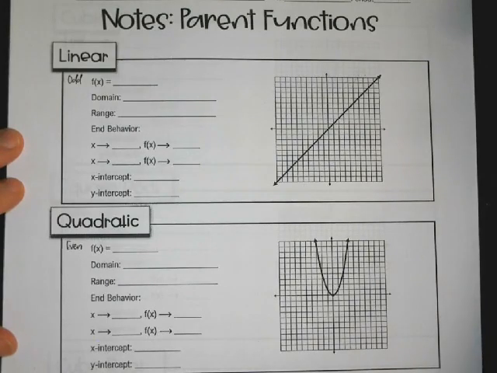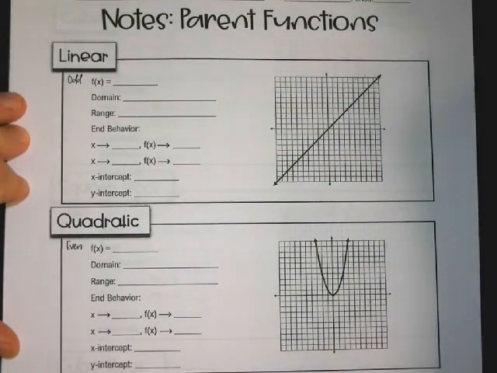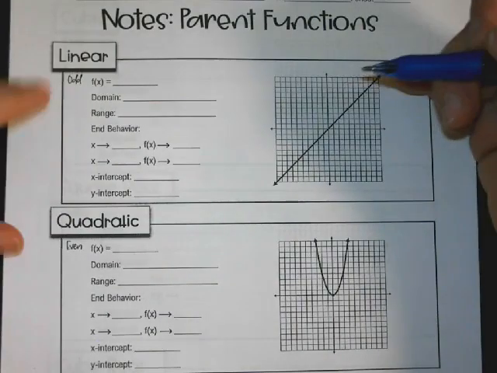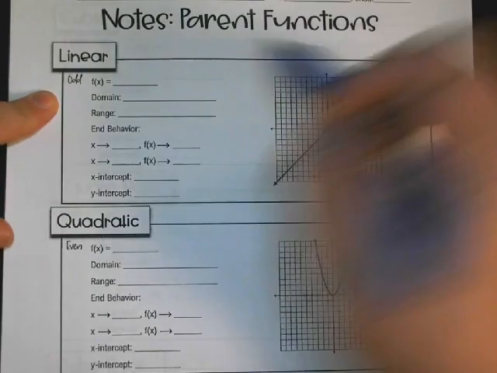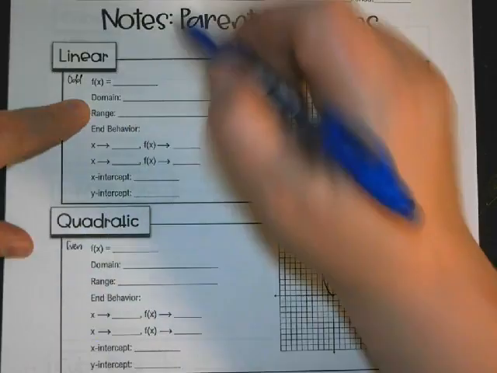Okay, here are notes over parent functions, which a lot of these we've seen, a few are new. So for linear, our parent function is going to look like f of x equals x.